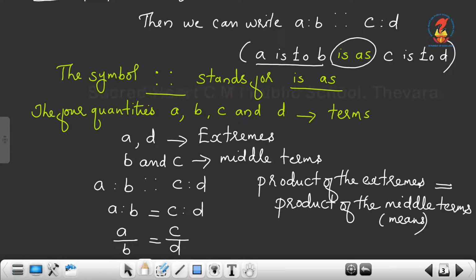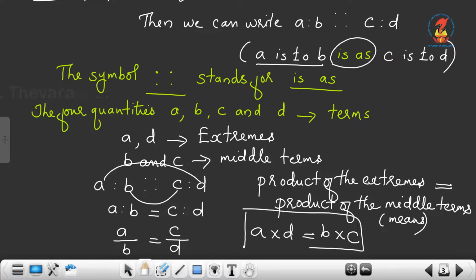Product of the extremes, that is A into D, will be equal to product of the middle terms. Which are the middle terms? B and C. So we can write it as B into C. So A into D is equal to B into C, which means product of the extremes is equal to product of the middle terms.